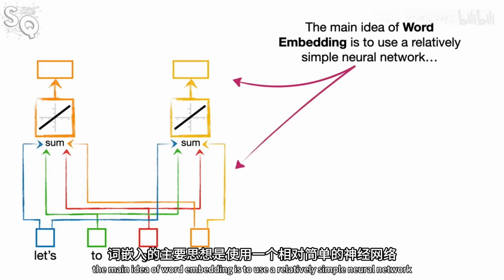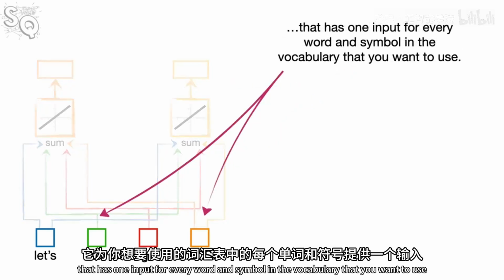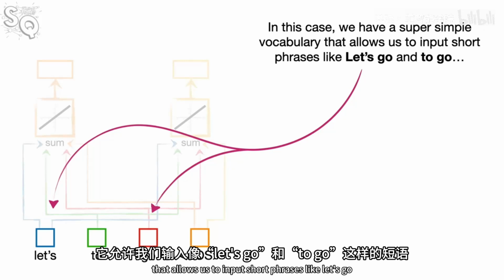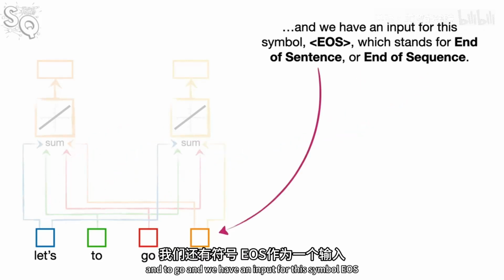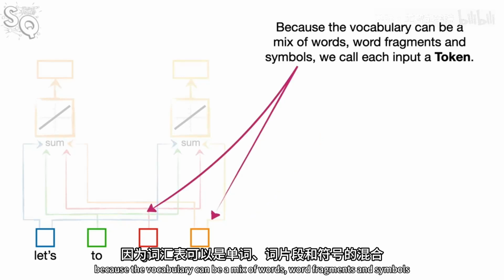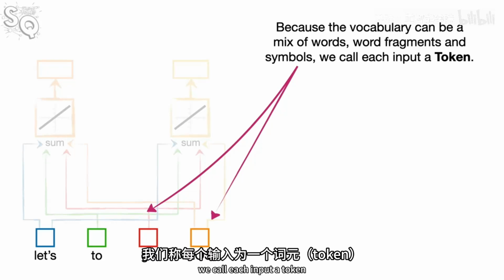The main idea of word embedding is to use a relatively simple neural network that has one input for every word and symbol in the vocabulary that you want to use. In this case, we have a super simple vocabulary that allows us to input short phrases like "let's go" and "to go." And we have an input for this symbol, EOS, which stands for end of sentence or end of sequence. Because the vocabulary can be a mix of words, word fragments, and symbols, we call each input a token.